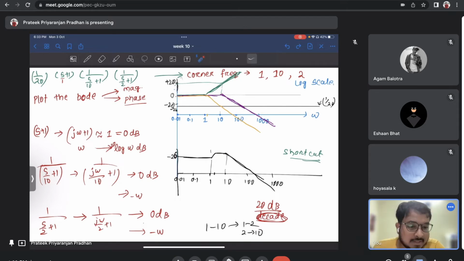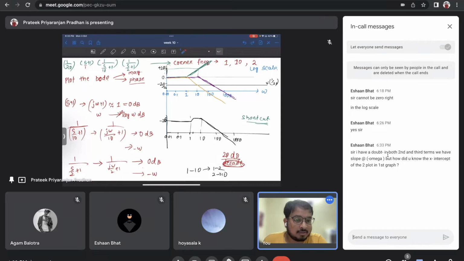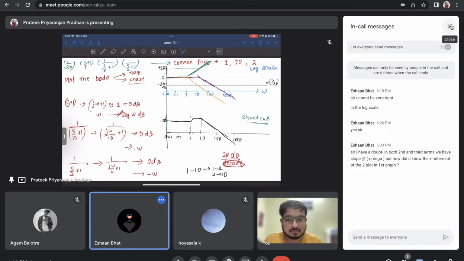Okay. Ishan has a doubt. Sir, I have a doubt. In the second and third term, we have a slope at minus omega. How did you know the x-intercept in the second plot of the first graph? Second plot of the first graph. Do you mean the green curve? Okay, the intercepts, yeah.